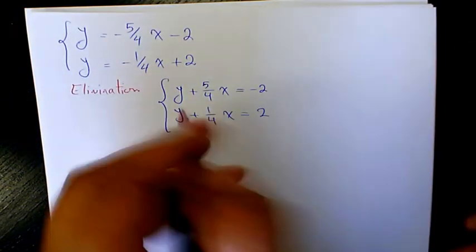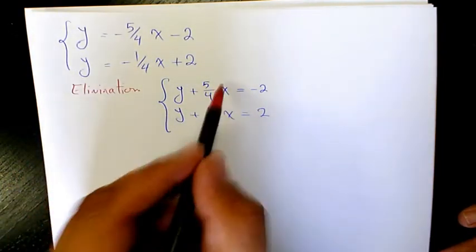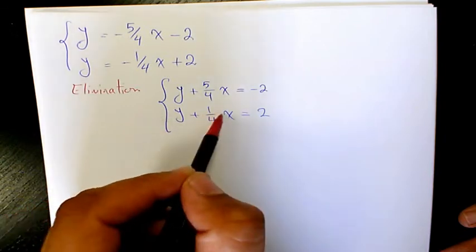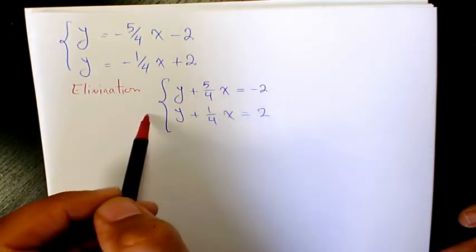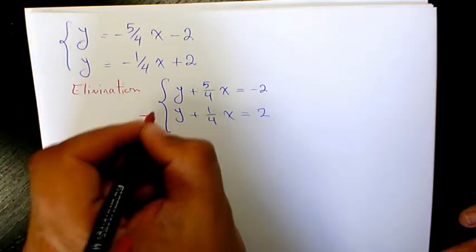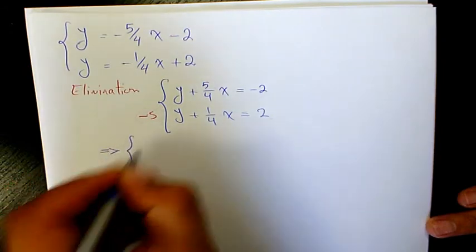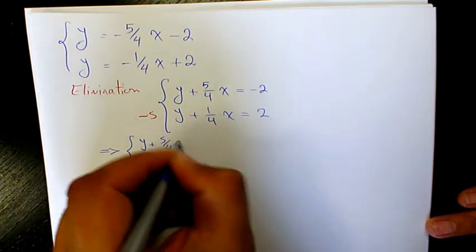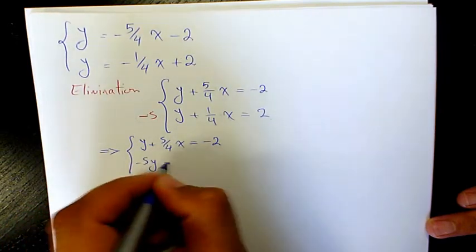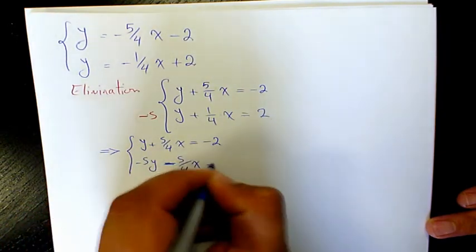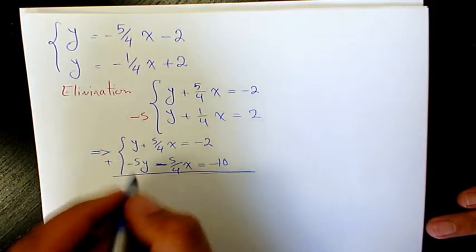Then what I can do, in order, for example, to eliminate x, I need to multiply this one by negative 5. Or if I want to eliminate y, I need to multiply by negative 1. Let's use the harder one in this case. So it's going to be y plus 5 over 4x equals negative 2. This one, negative 5y minus 5 over 4x equals negative 10. When you add them, that's going to be 0.